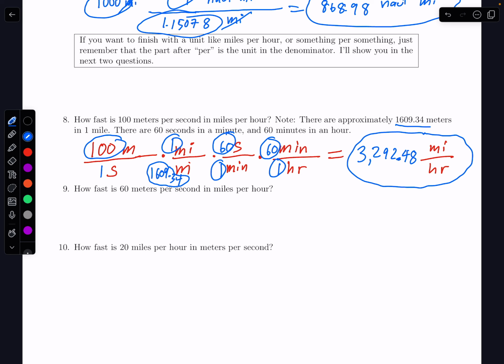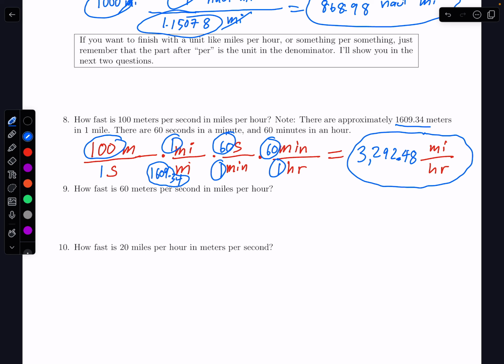Okay, number 9. How fast is 60 meters per second in miles per hour? So kind of the same thing, but in reverse, right? Here we're starting with meters on the top, meters per second. I want to have miles on the top. Wait. Oh, I'm sorry. No, this is not even in reverse. This is the exact same thing. So exact same process. This should actually be easy.